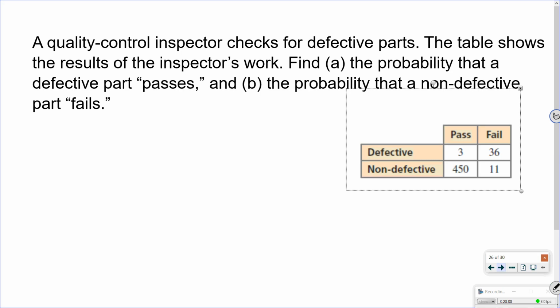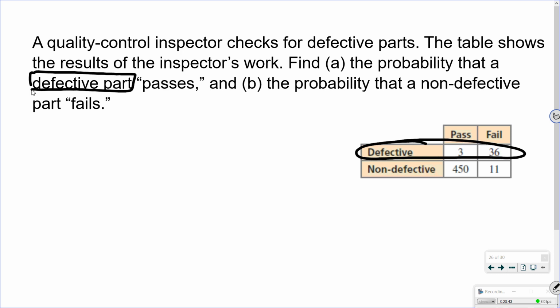So let's look at this one right here. It says a quality control inspector checks for defective parts. The table shows the results of the inspector's work. And it says find A, the probability that the defective part passes. So let's do that one first. It says the probability that a defective part passes. It's already telling us that it's a defective part. So when I look at this chart, I'm not looking at all 4. I already know that it's a defective part. I'm only looking at these right here. So out of those, I want to find the probability that it passes.